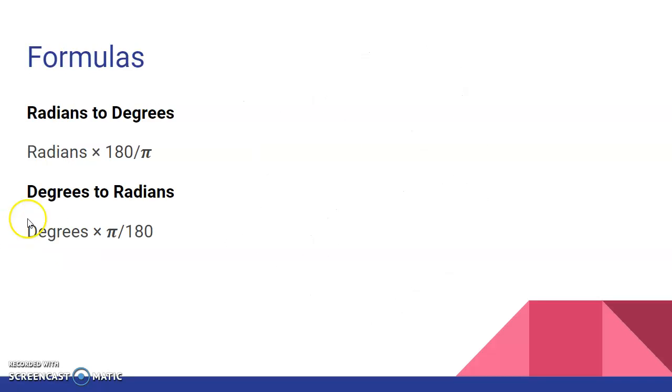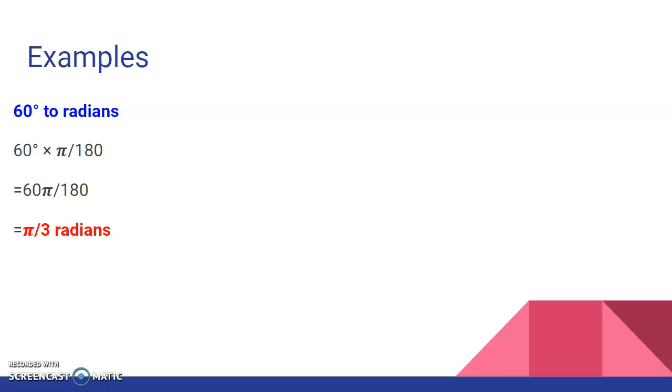These are the formulas for converting radians to degrees or degrees to radians. To convert from radians to degrees, you take your radian number times 180 over pi. And for degrees to radians, you have degrees times pi over 180.